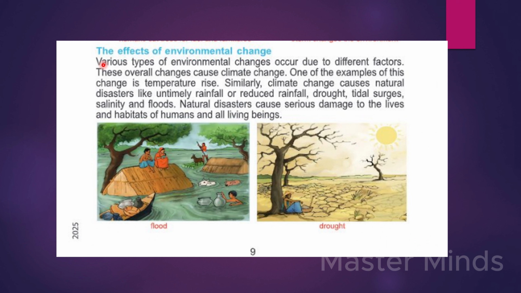The effect of environmental change. Various types of environmental changes occur due to different factors. These overall changes cause climate change. One example of this change is temperature rise. Similarly, climate change causes natural disasters like untimely or reduced rainfall, drought, tidal surges, salinity, and flood. Natural disasters cause serious damage to the lives and habitats of humans and all living beings. See the images: flood and drought.